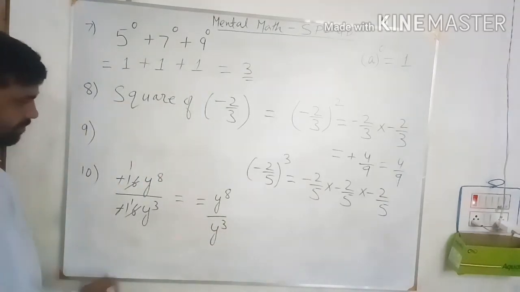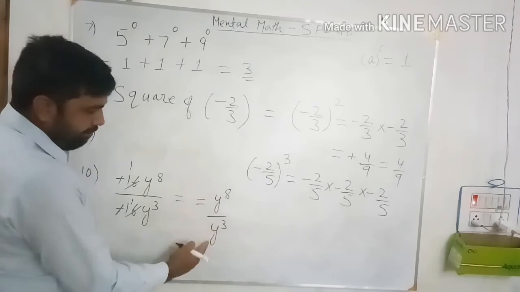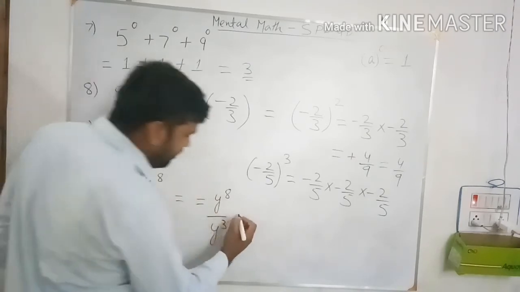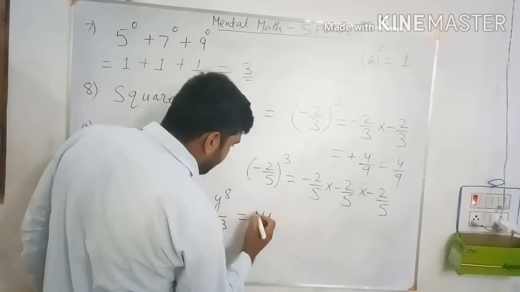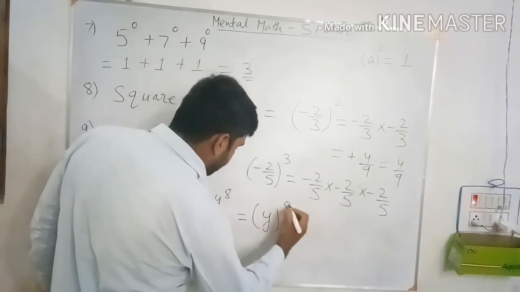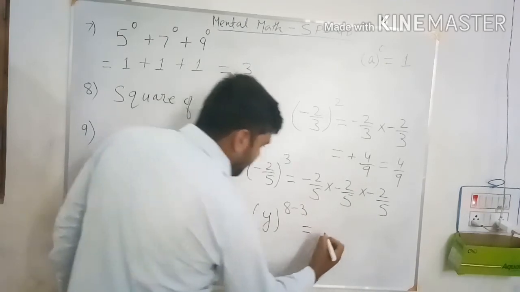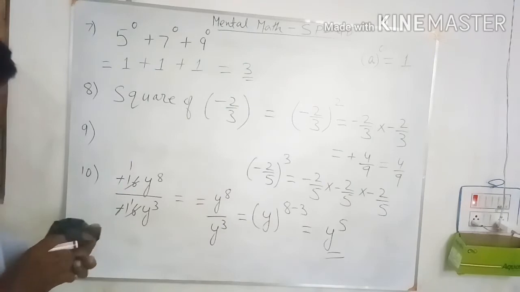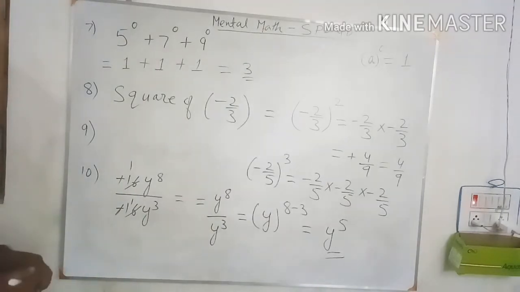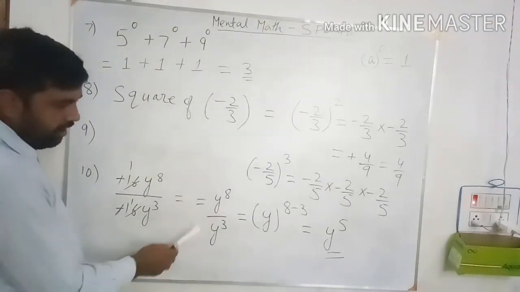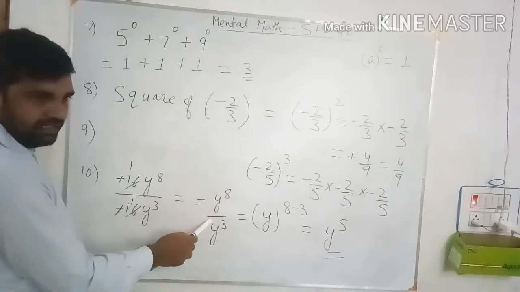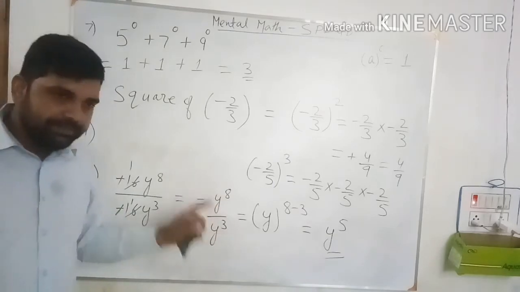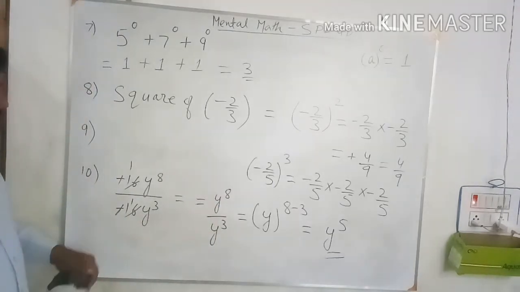In the next step, see, the same base y and both are divided with each other. So apply the quotient law: take the base common, y, and subtract the powers, first power minus second power, 8 minus 3. That gives y to the power 5. So the result is y to the power 5. Like this you can do.